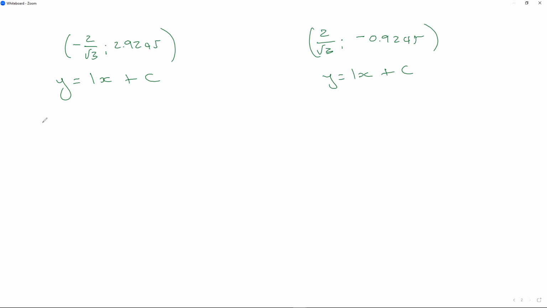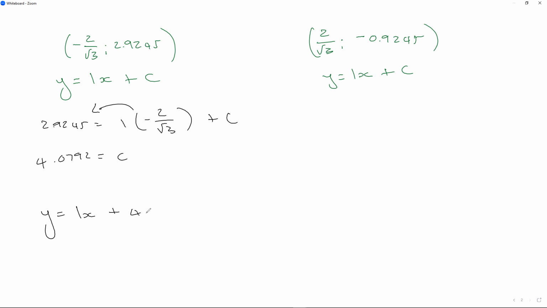Okay, so here we go. 2.9245 equals 1 multiplied by negative 2 over root 3 plus c, so all I've got to do is subtract that. That will be 2.9245 plus 2 over root 3, which will be 4.0. So c equals 4.0792. My final answer, y equals 1x plus 4.0792. And that's the y-intercept. And this is my tangent function.